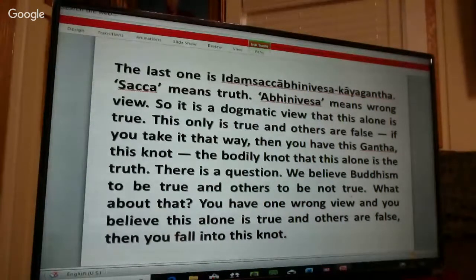We don't need a name. Even though I put the label, I'm Buddhist, but I have no practice or meditation and no understanding of the Dharma, how can I be a real Buddhist, isn't it? That's why we don't say Buddhism is the truth, because Buddhism is just a label. The truth is the Dharma. If you understand the Dharma, you will be a true Buddhist. So it's not Idam Saccābhinivesa. We need to understand it like this.